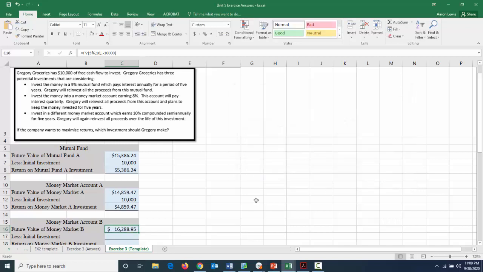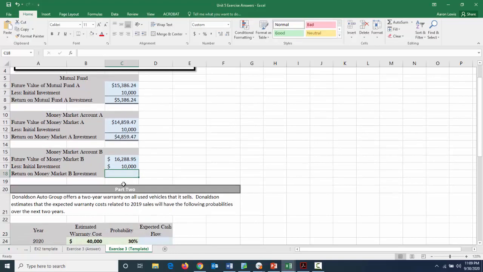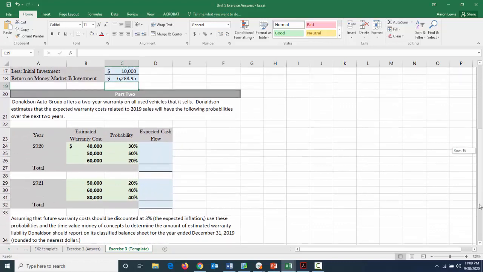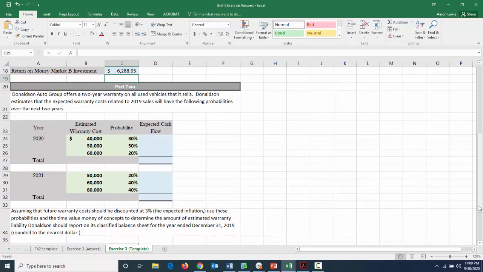So if we invest in this option, our return will be $16,288.95. We still got to put in $10,000, which means our total return is going to be $6,288.95. So what's the best investment for this company? Money market account B, because it has the highest return on the $10,000 initial investment.